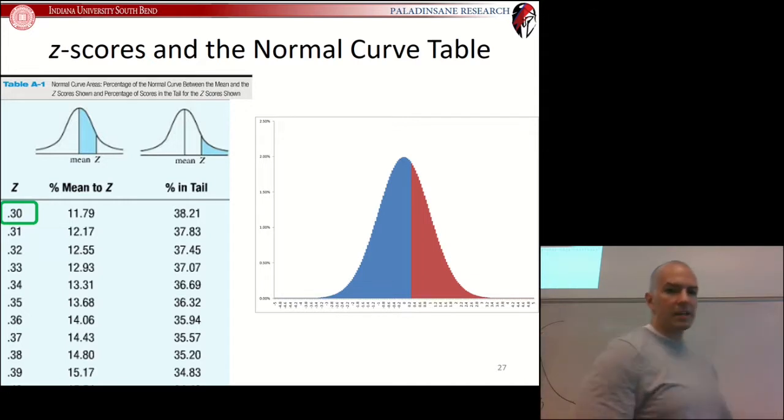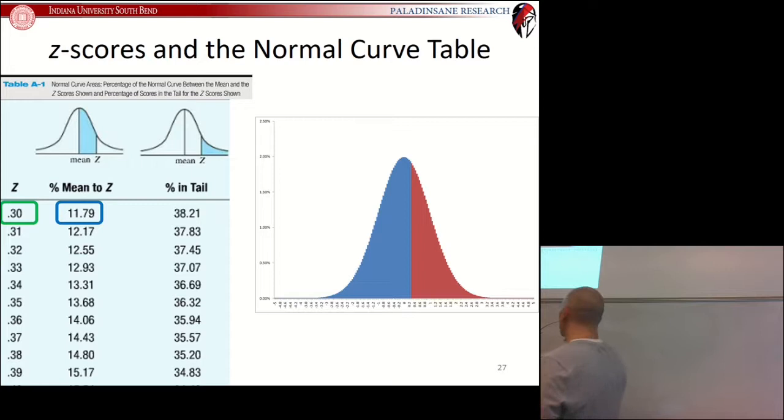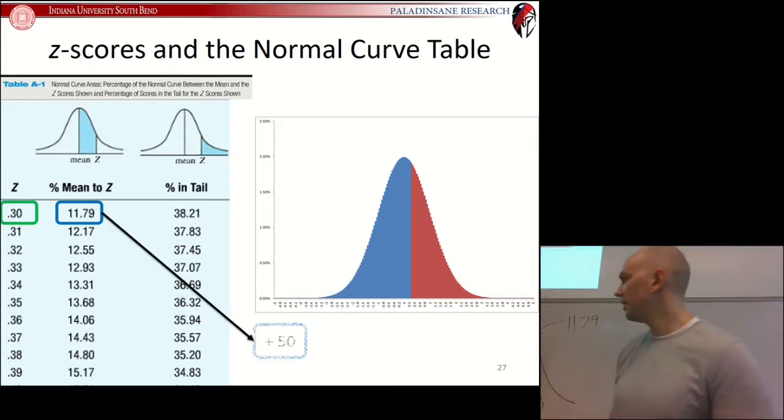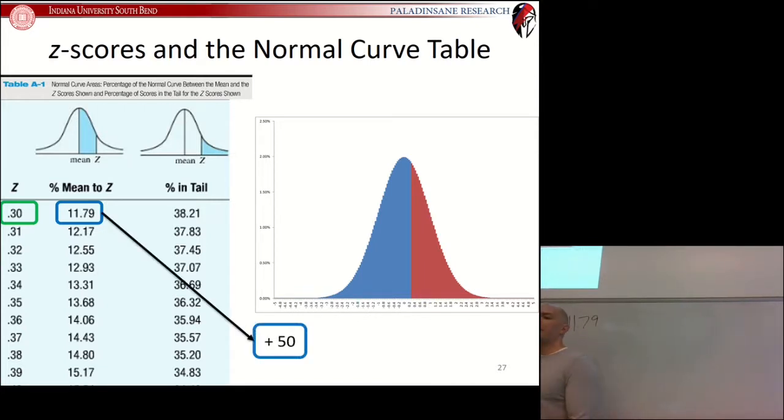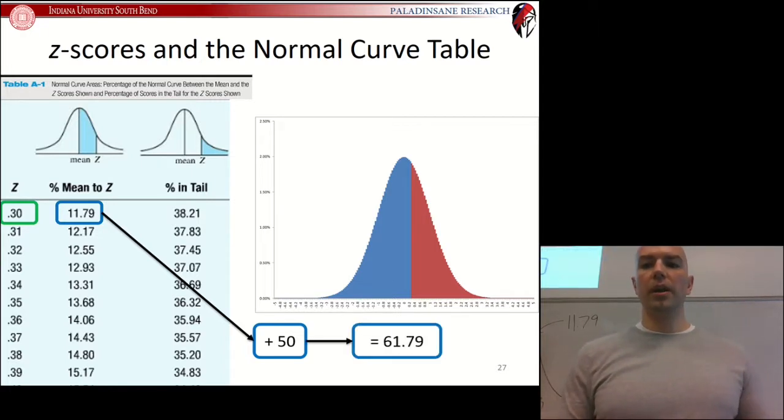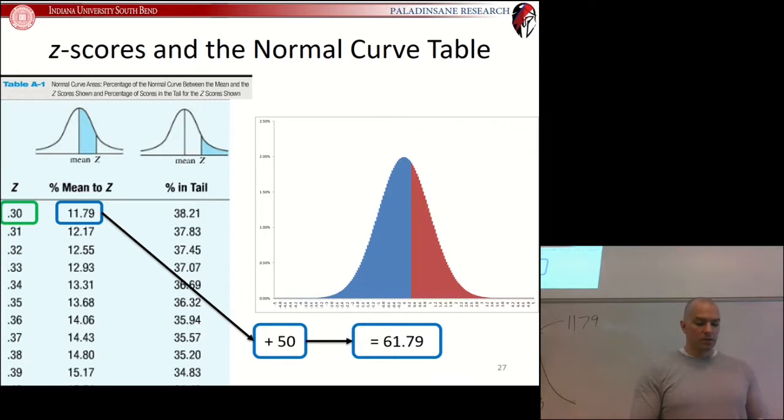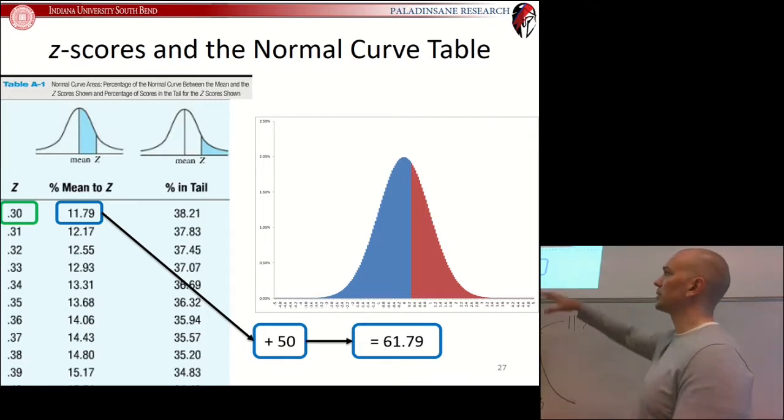So we find that z-score of 0.3. We want to know what this little section is right here. We drew it so we don't get confused. That's that little portion right there, 11.79. So we got 11.79 for this little piece right there. To that, we're going to add 50%, which is this half over here. And we get our answer of 61.79%. So that is the basic way to answer those three questions.